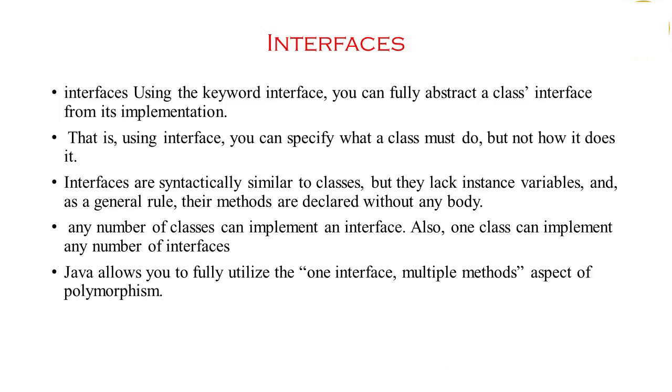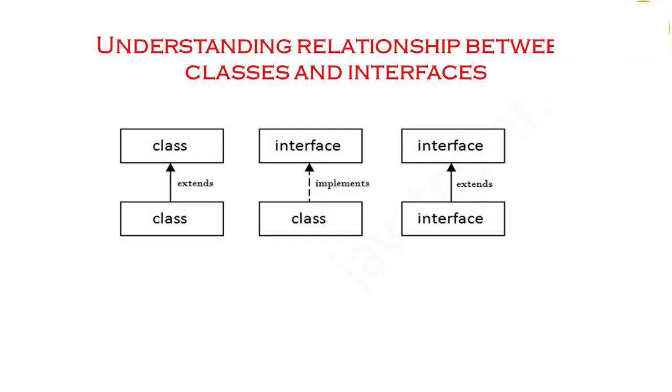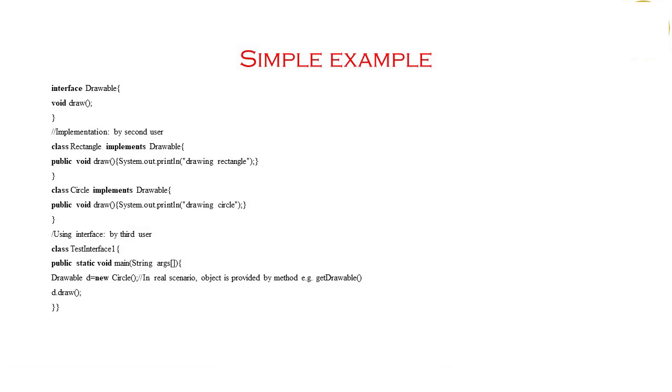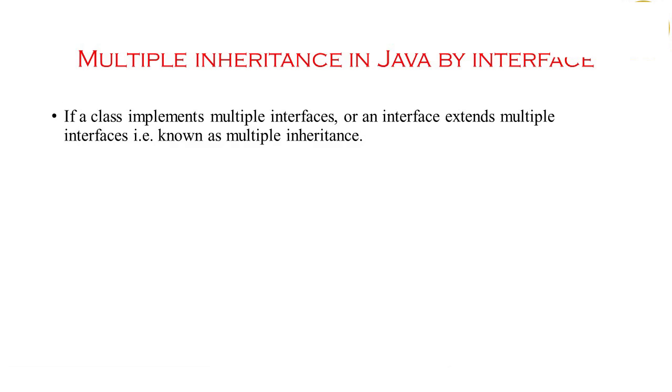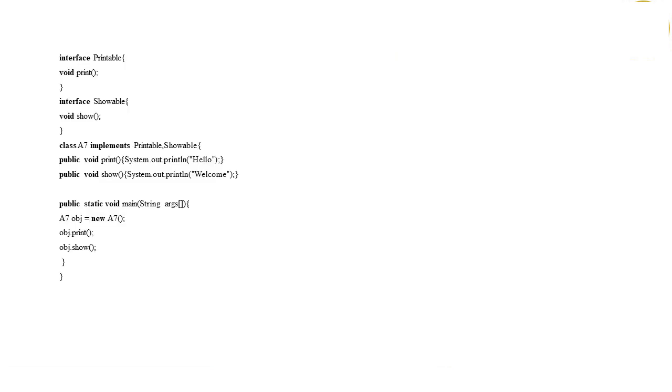Java allows you to fully utilize the one interface, multiple methods aspect of polymorphism. You have a diagrammatic representation for understanding the relationship between classes and interfaces. This is a simple example where you come across interfaces. Multiple inheritance in Java by interface: if a class implements multiple interfaces or an interface extends multiple interfaces, it is known as multiple inheritance. You have an example for it.